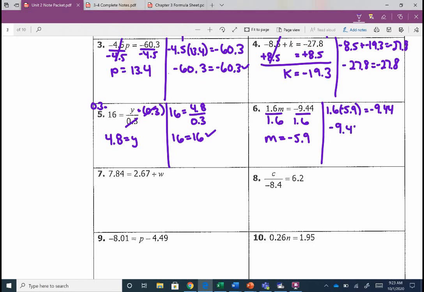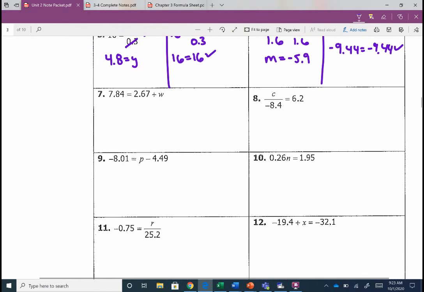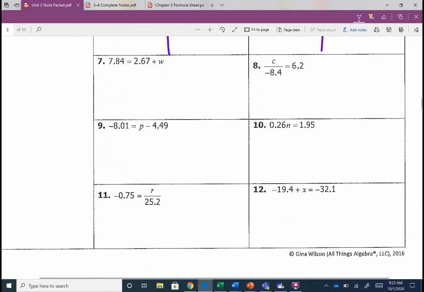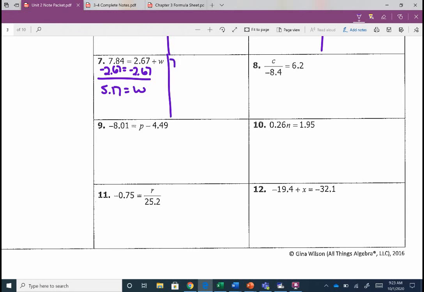Not a lot different in the bottom half. Positive 2.67. The inverse of that is negative. So we need to subtract from both sides. So 7.84 minus 2.67. We get 5.17 equals W. We can go ahead and check. Remember, when we're checking, we are just substituting our answer in for the variable and making sure that our equation is balanced, so the left side equals the right.